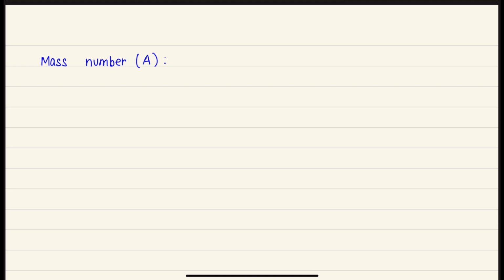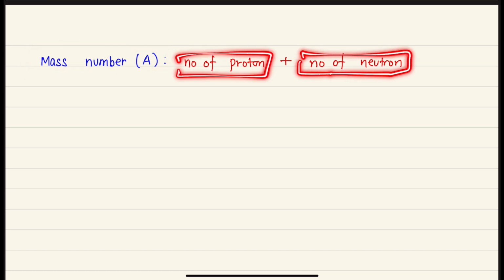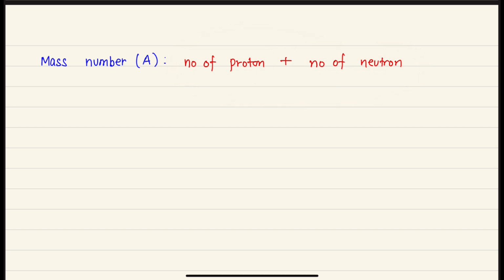Mass number is nothing but the number of protons plus the number of neutrons. Very important. How to find the mass number? Just add the number of protons and the number of neutrons in that atom, and that will give you the mass number of that atom. And the mass number is always a whole number.